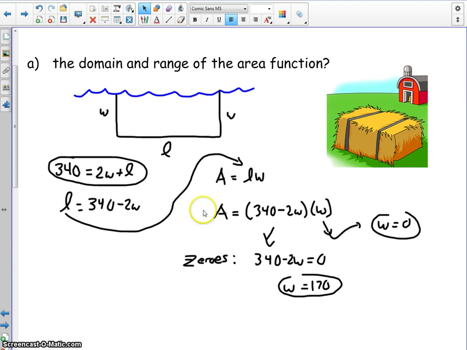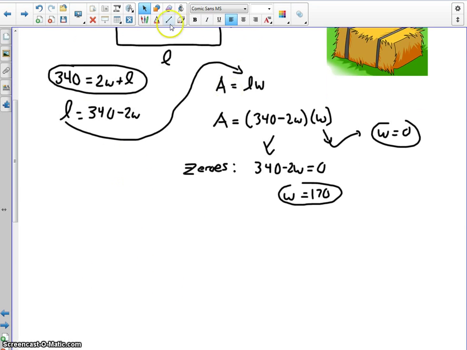Okay, now that I have those zeros, that'll help me get a picture. Now remember, I'm trying to find the domain and range, so to get an idea of what's going on, let's just create a quick little graph here.